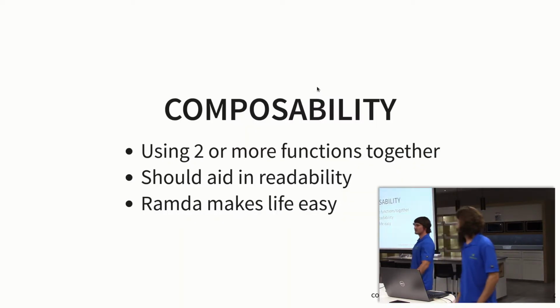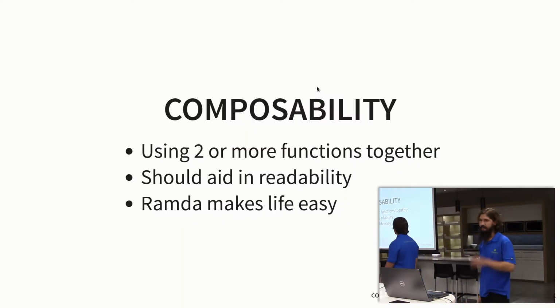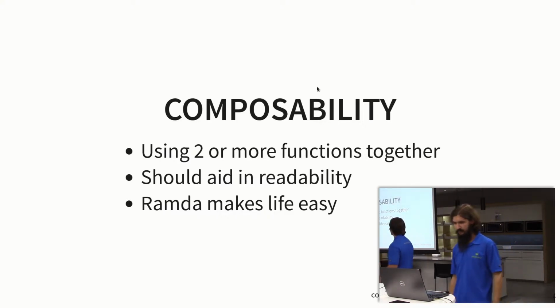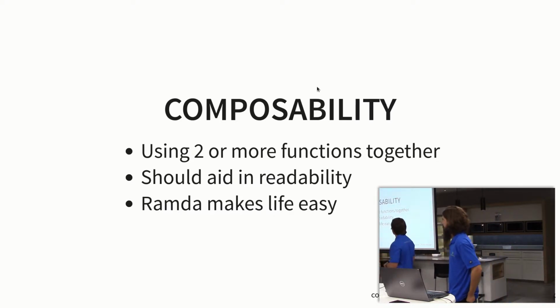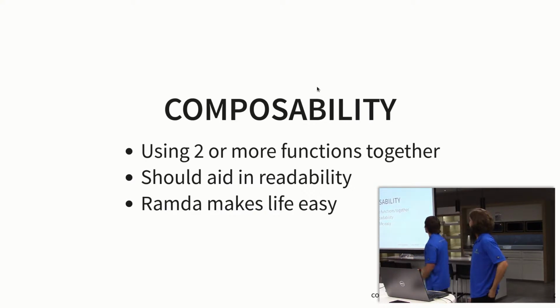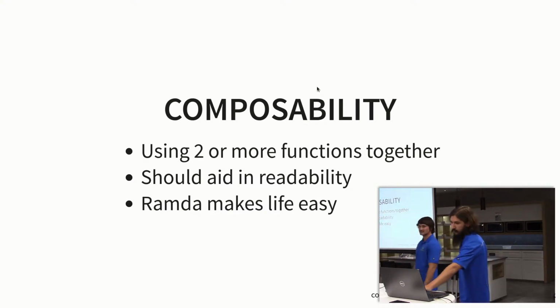And this brings up composability. Okay? So this is just using two or more functions together, building up these pipelines. It shouldn't be something that makes it confusing. It shouldn't obfuscate things. It should be highly readable. And Ramda, yeah, makes things really easy.